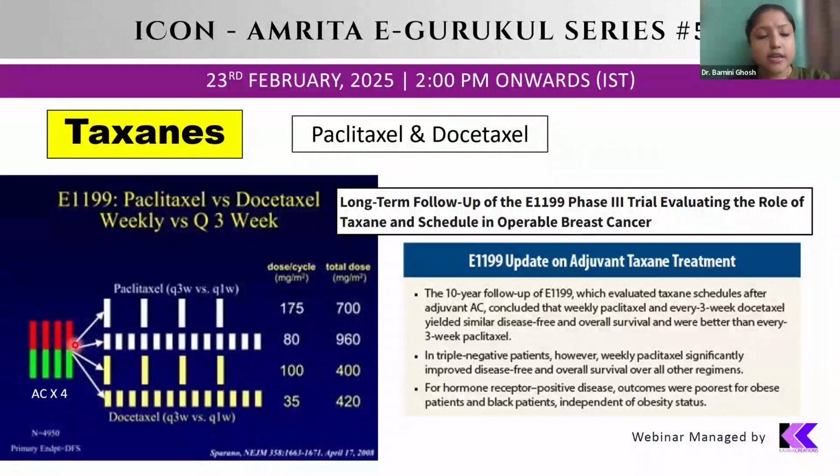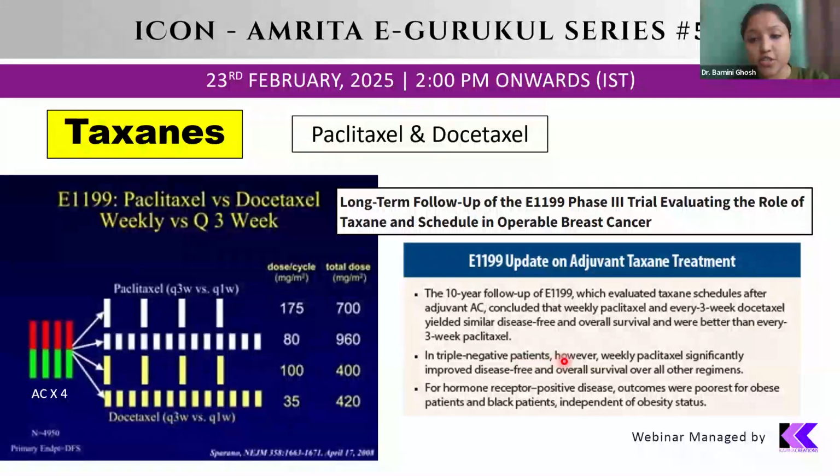Here we see that the patients who have received 4 cycles of adjuvant AC were randomized to receive either weekly paclitaxel or 3-weekly paclitaxel, or weekly docetaxel or 3-weekly docetaxel. The 10-year follow-up data showed similar DFS and OS for both weekly paclitaxel and 3-weekly docetaxel, and this was much better compared to 3-weekly paclitaxel. However, the toxicity was more in case of 3-weekly docetaxel than weekly paclitaxel.